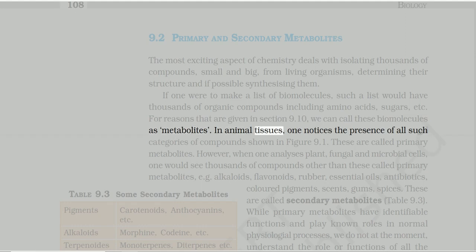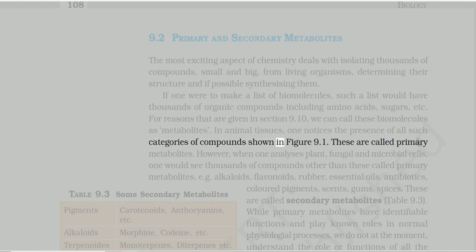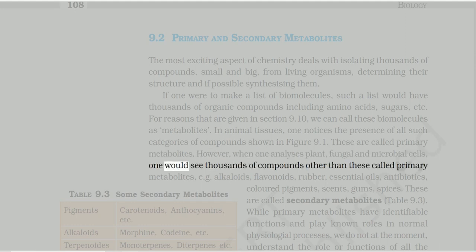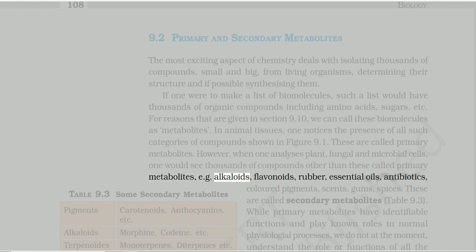In animal tissues, one notices the presence of all such categories of compounds shown in Figure 9.1. These are called primary metabolites. However, when one analyzes plant, fungal and microbial cells, one would see thousands of compounds other than these primary metabolites, e.g., alkaloids, flavonoids, rubber, essential oils, antibiotics, colored pigments, scents, gums, spices. These are called secondary metabolites, Table 9.3.